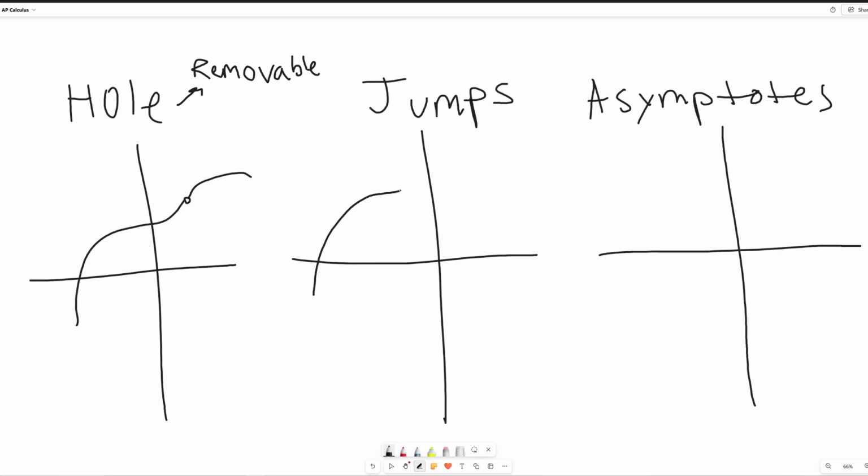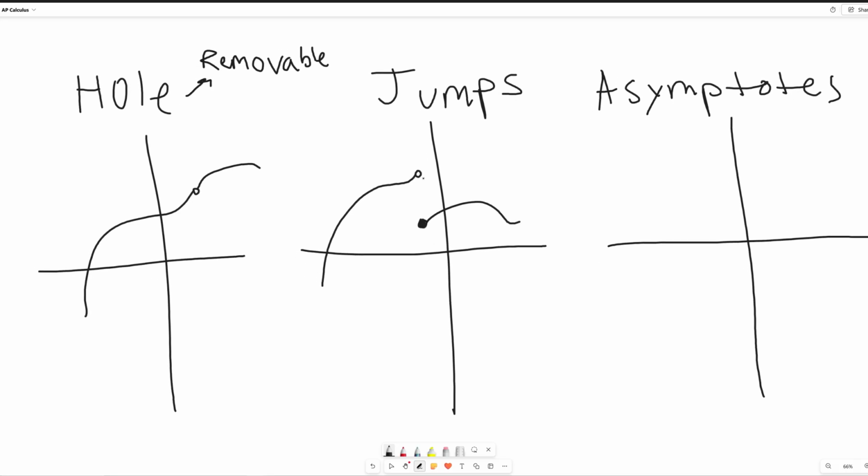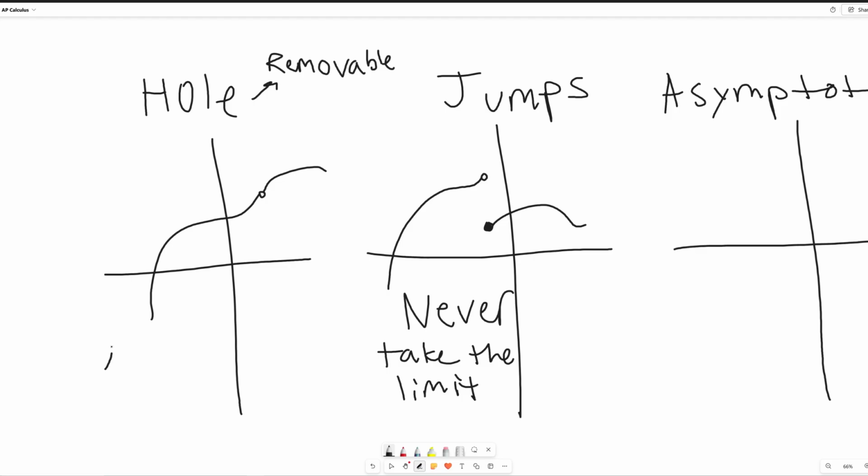Jumps and asymptotes are non-removable. Jumps often look like this. You can have one open circle or two open circles, but you cannot have two closed circles because then that wouldn't be a function. These are non-removable, and you can never take the limit. Here, if you have a hole, you can always take the limit.